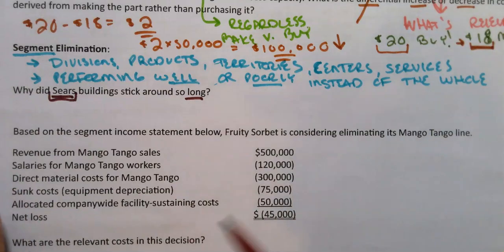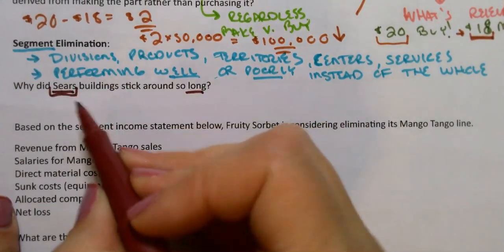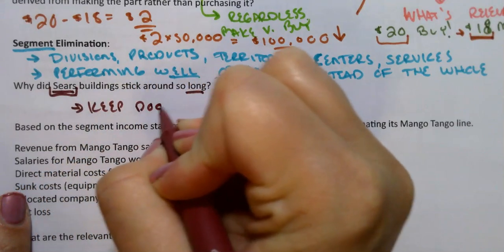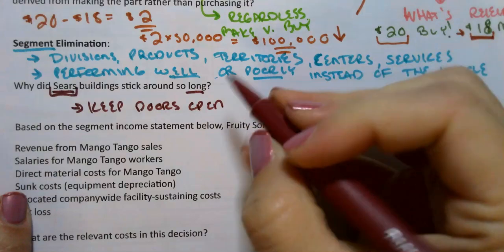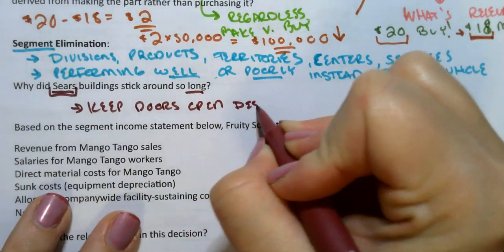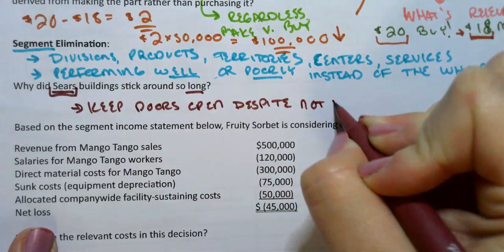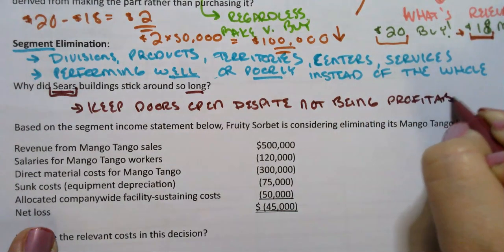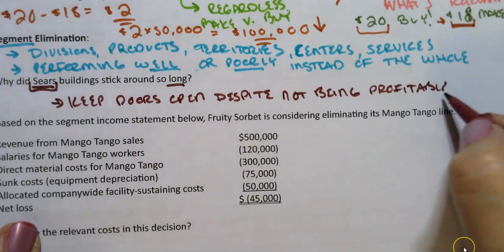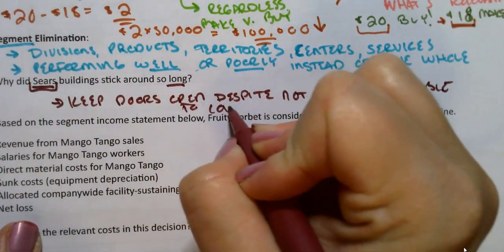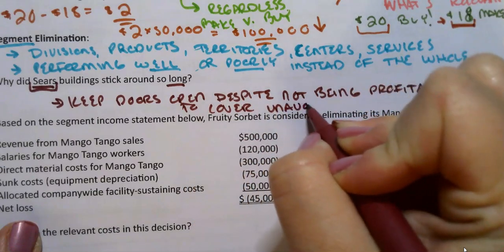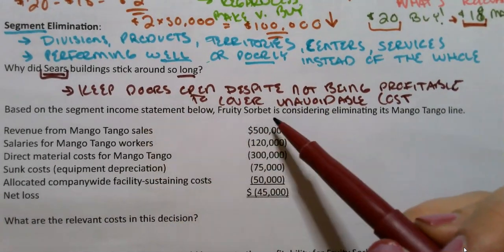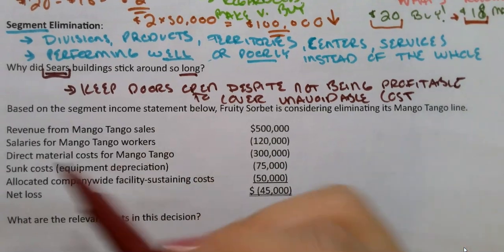Well, as we're going to see here with these different segments in a second, sometimes businesses will stick around and keep their doors open despite not being profitable, because it's going to cover its unavoidable cost. Okay, so we're going to look at this example and then I'll come back to the Sears explanation.